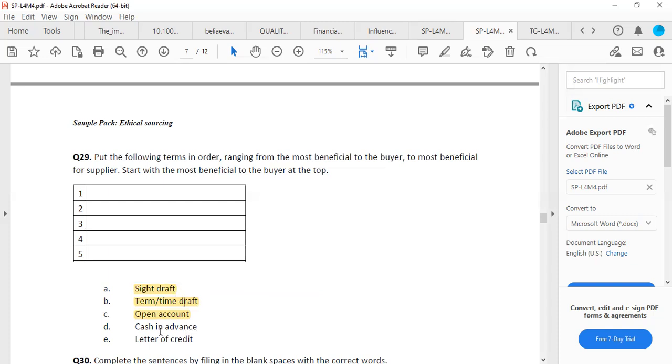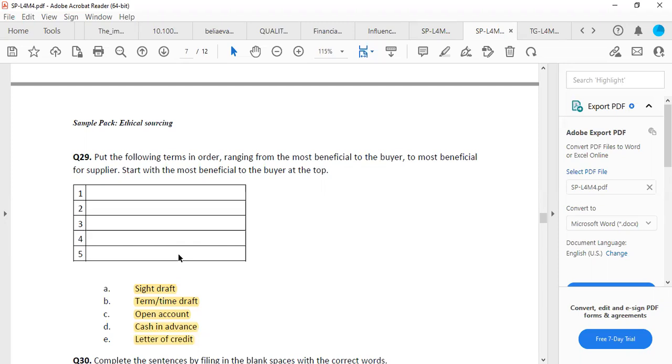The most beneficial is open account, followed by term and time draft. Then the least beneficial is site draft. For the supplier, the most beneficial is cash in advance. After the site draft, we can look at the letter of credit. That one is in the middle. It balances the interest of both parties. Then cash in advance is the most beneficial to the supplier.